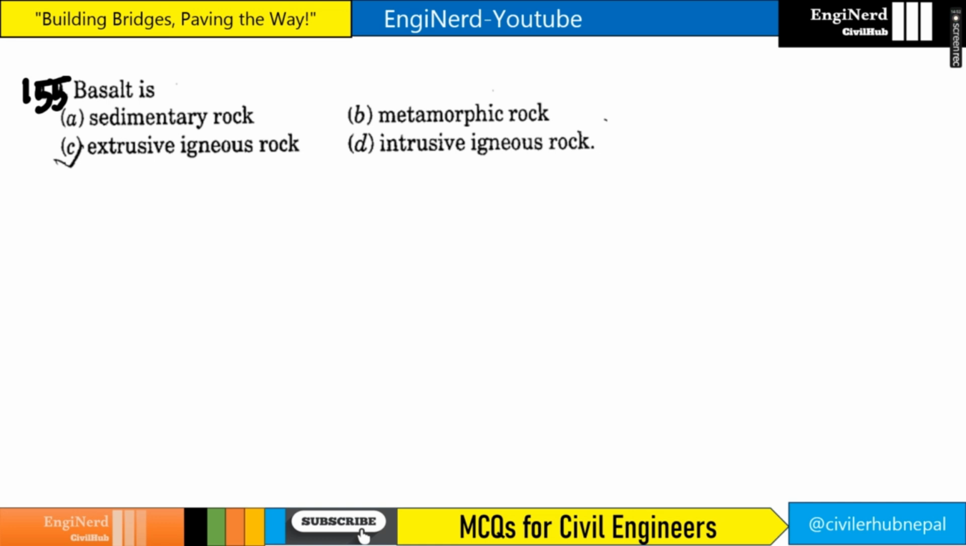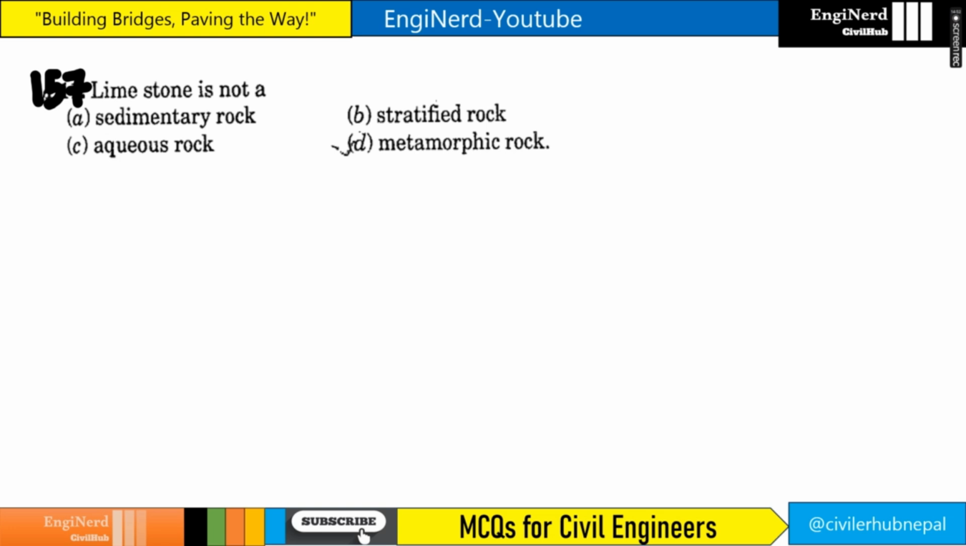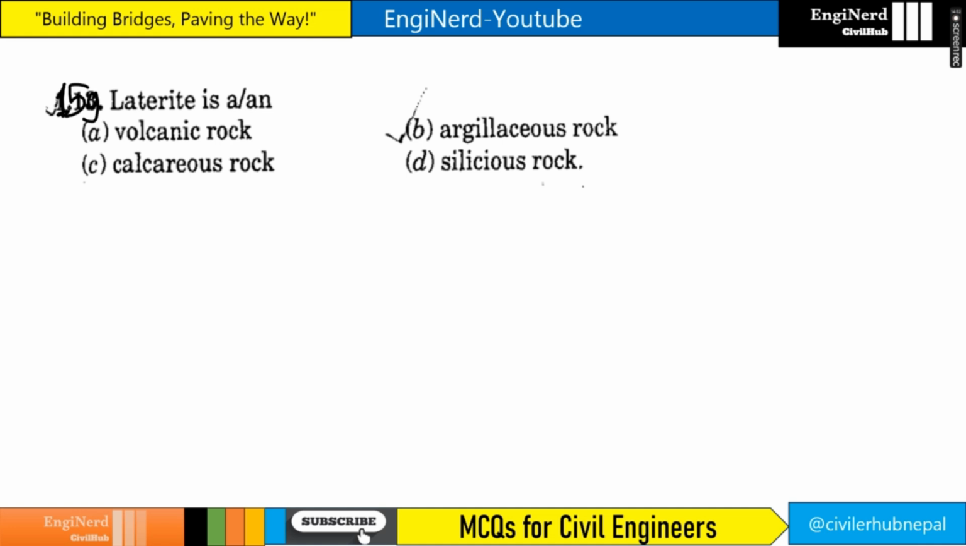Basalt and traps are extrusive igneous rock, right? The magmas cool on the surface, right? Sandstone is a sedimentary rock, fragmental type, right? And limestone is sedimentary, stratified and aqueous rock, but not a metamorphic rock. Pegmatite is an intrusive igneous rock.